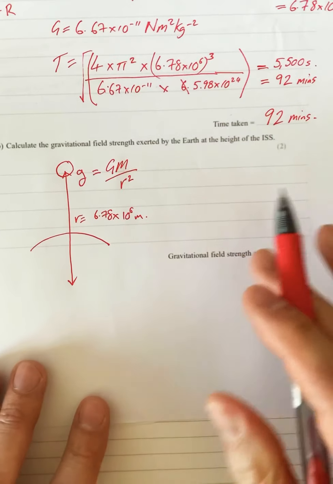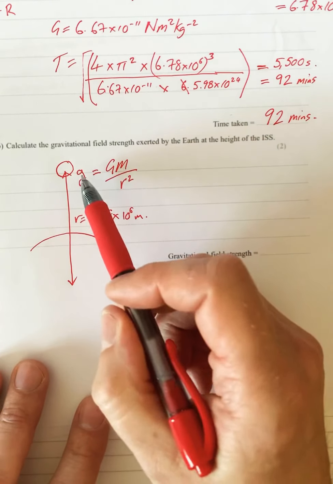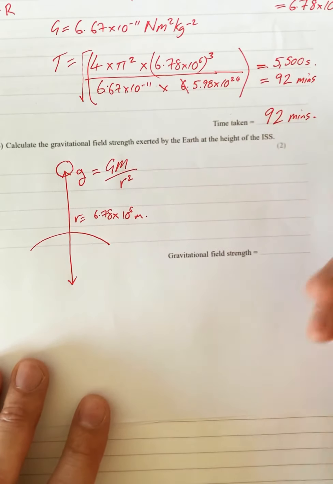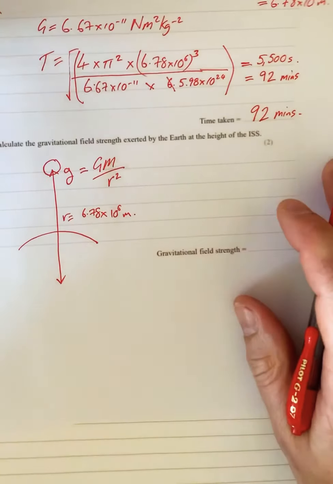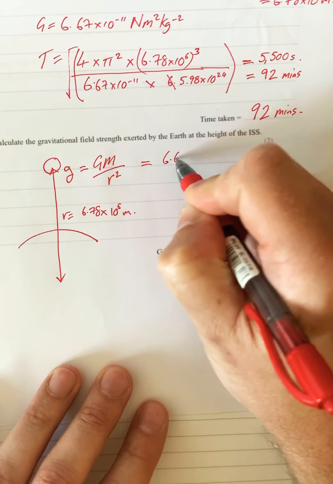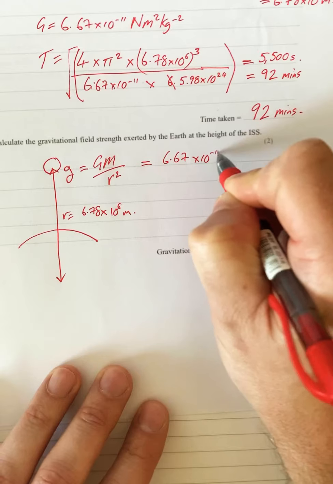Again, I don't need to discuss why. Field strength is the force per unit mass, and so in terms of big G, it's GM over r squared, and we've done that before in previous videos. So let's just plug numbers in. So we've got 6.67 times 10 to the minus 11.